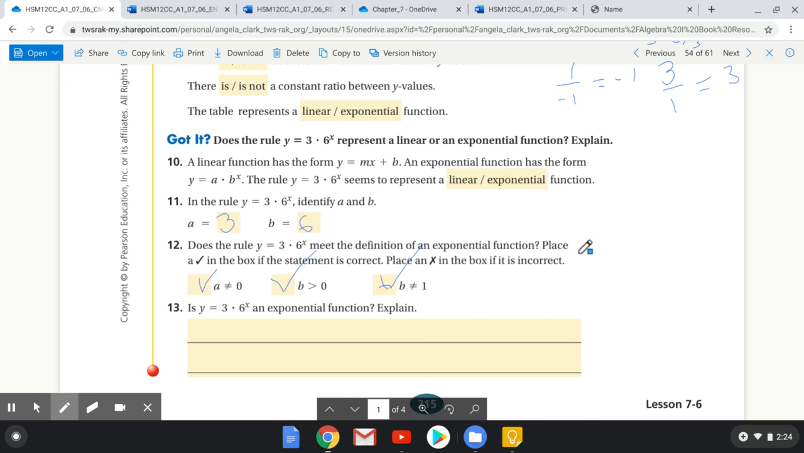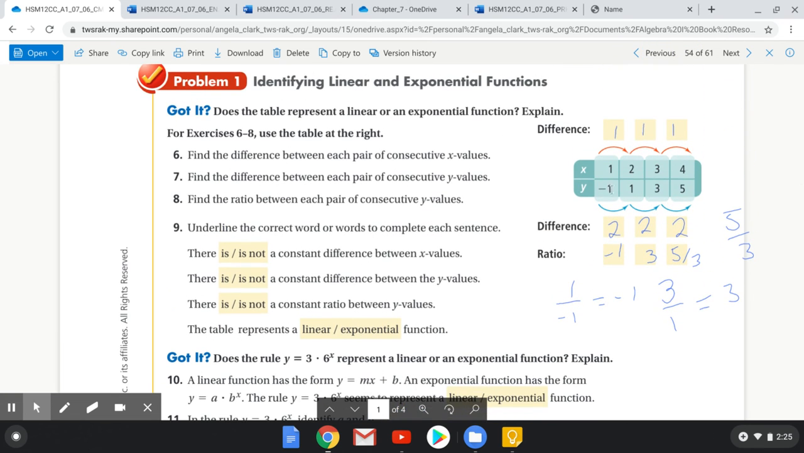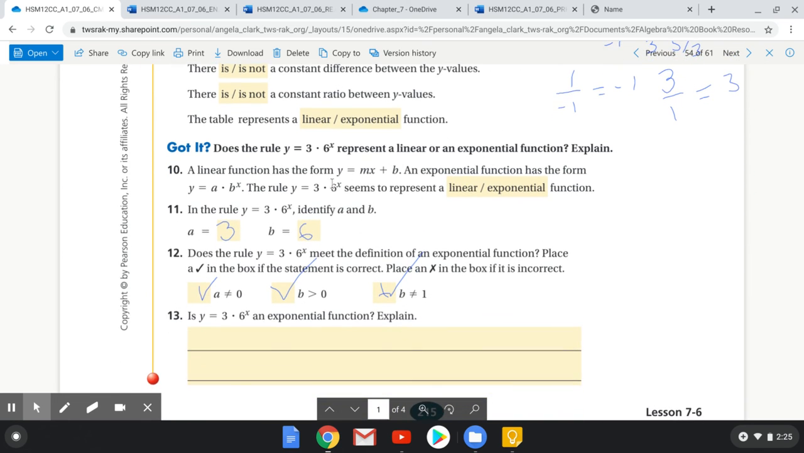So in this video, we've talked about how we can tell from a table if something is an exponential function. In the x, we're always going to be adding the same thing each time. But for y, we're going to be multiplying by the same thing each time if it's exponential, adding the same thing each time if it's linear. And then if we have an equation, we know it's exponential if the x is in the exponent.